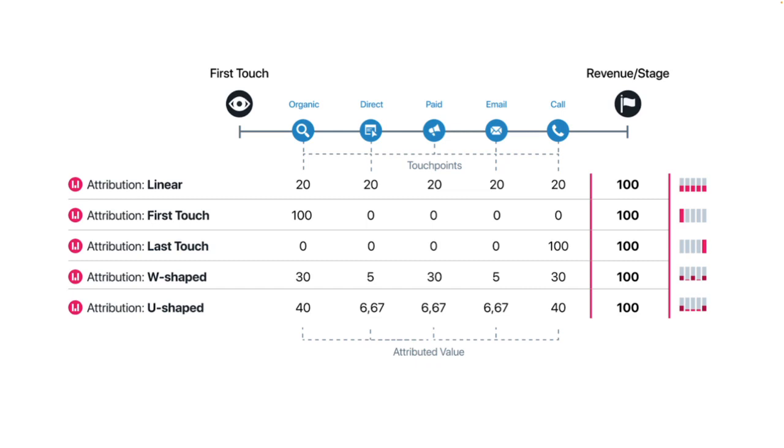So what are the different attribution models that we apply on revenue analytics? We have linear, first touch, last touch, W-shaped and U-shaped. So we distinguish between multi-touch and single touch.